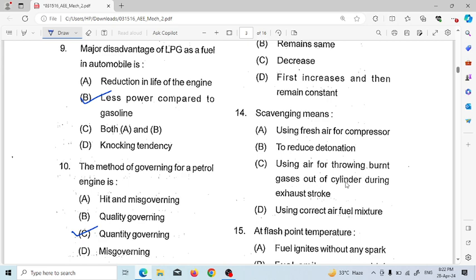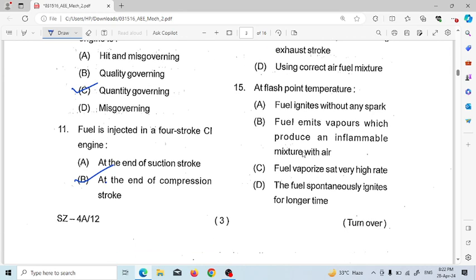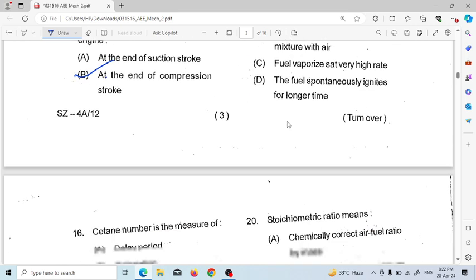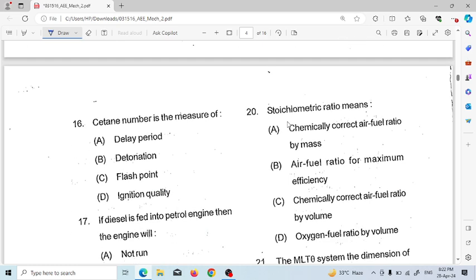Next, scavenging means using air for throwing burnt gas out of the cylinder during exhaust stroke. Option C is the correct answer. Next, at flash point temperature, fuel emits vapor which produces an inflammable mixture with air. Option B is the correct answer. Next, cetane number is the measure of delay period. Option A is the correct answer.